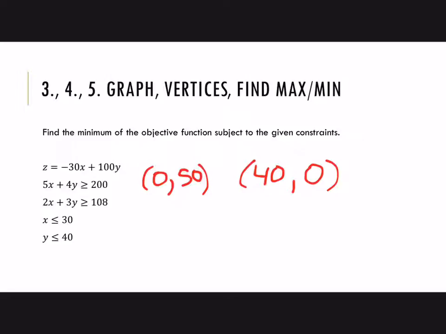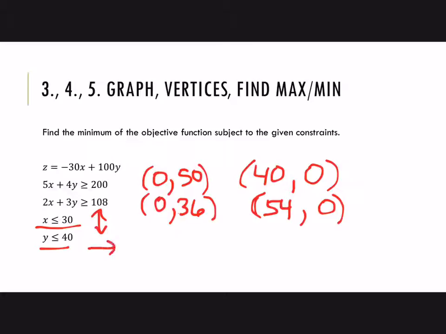2x plus 3y equals 108, so if I let y equal 0, then x is 54. And if I let x be 0, then I have 3y equals 108, and y turns out to be 36. Okay, and then x equals 30 and y equals 40. Those are vertical and horizontal lines. So I think we can use the shortcut to graph those rather than finding points.